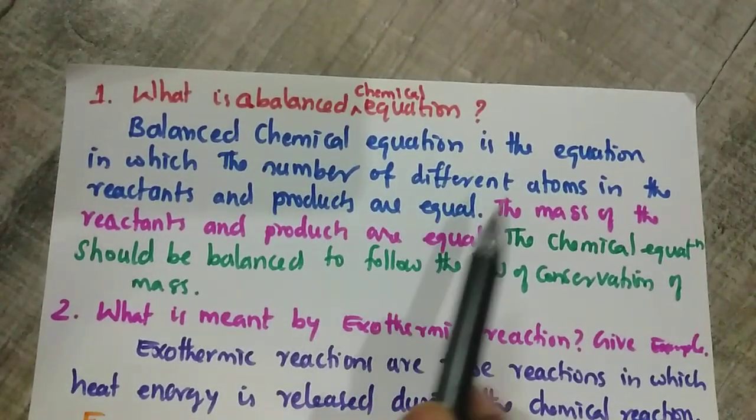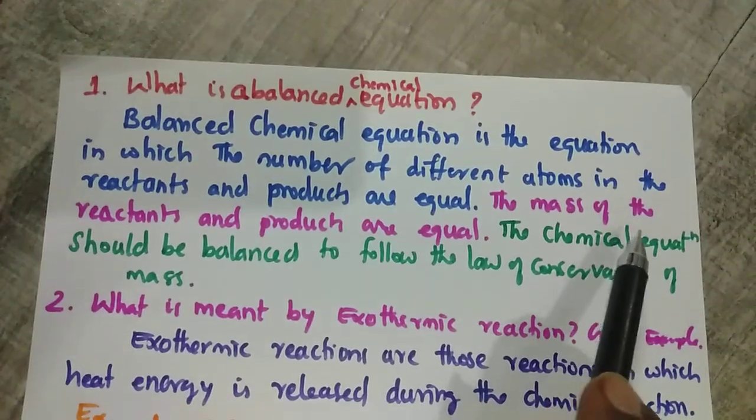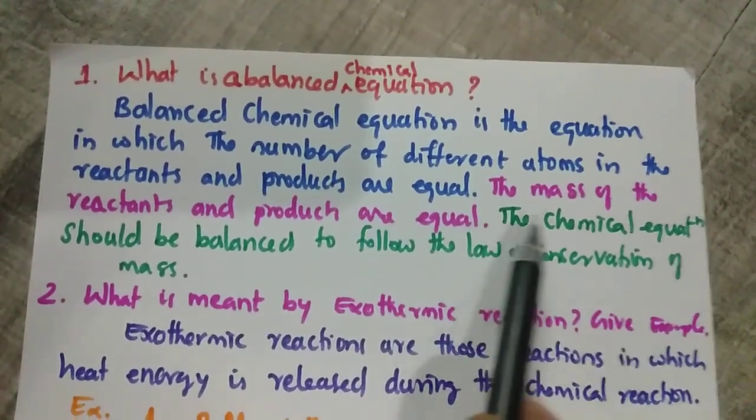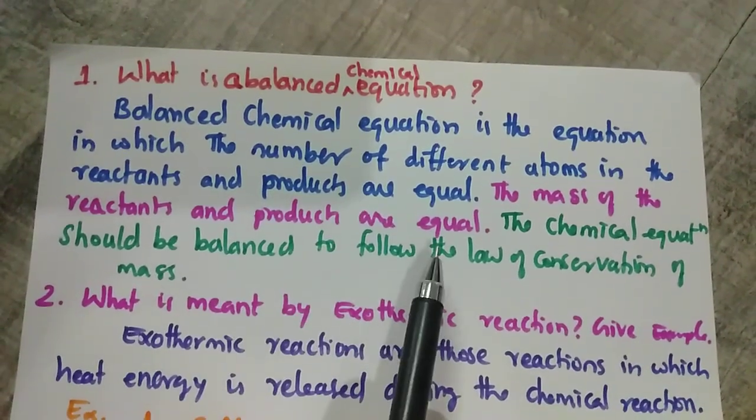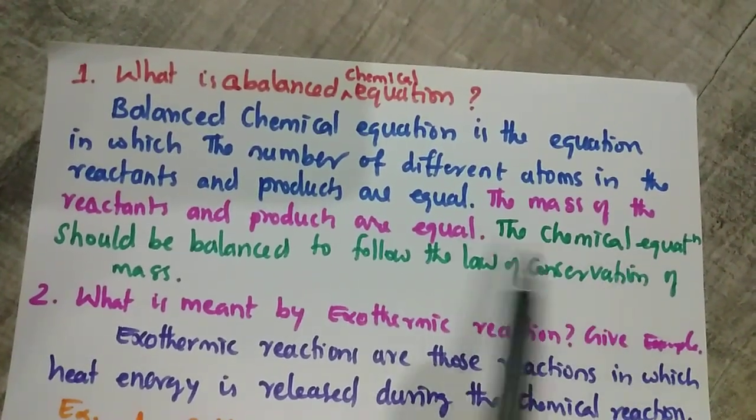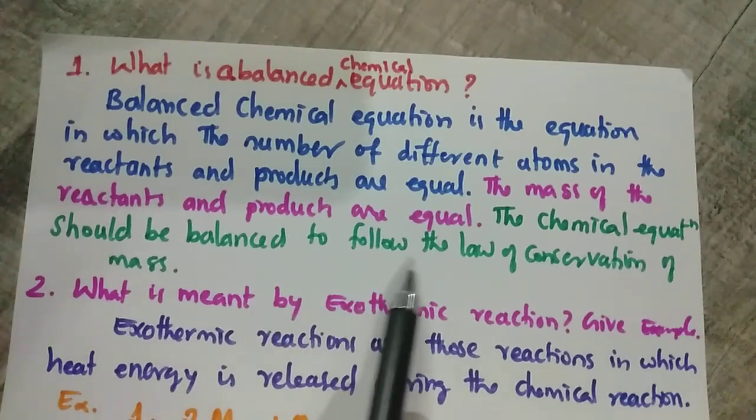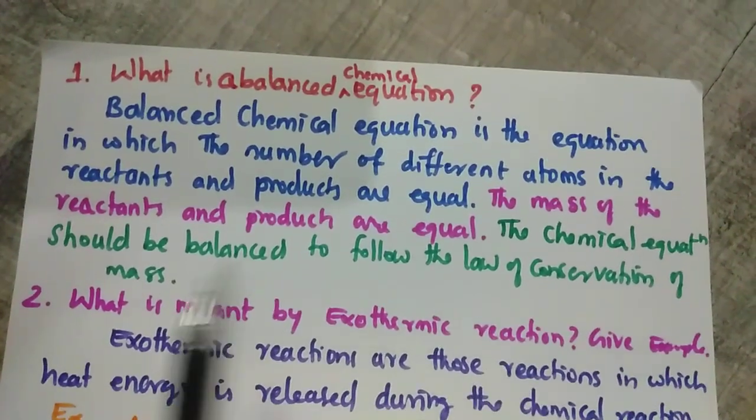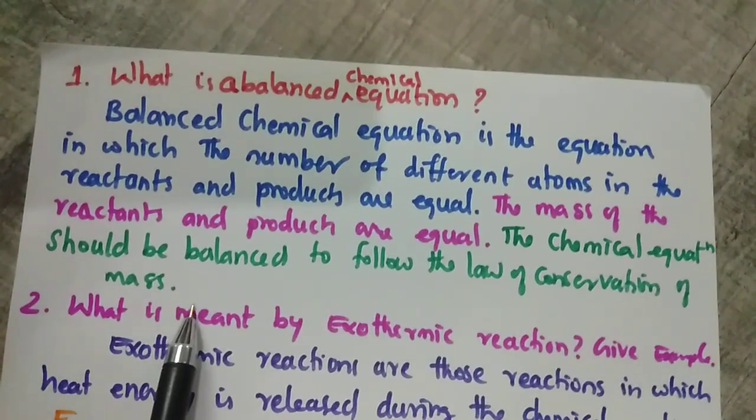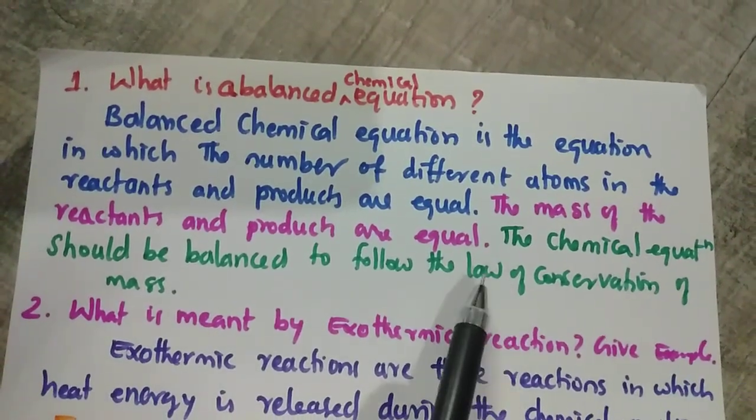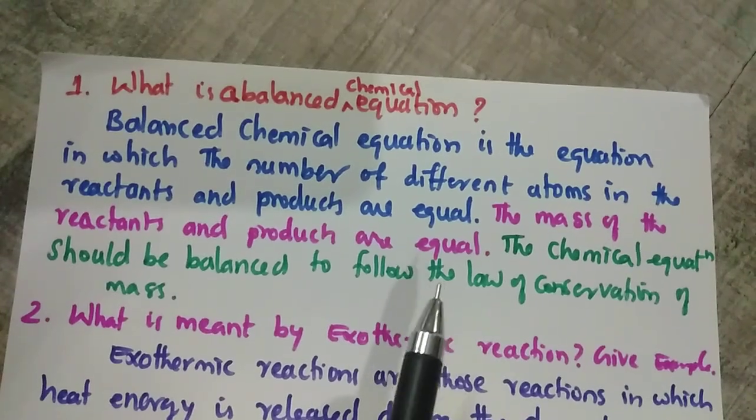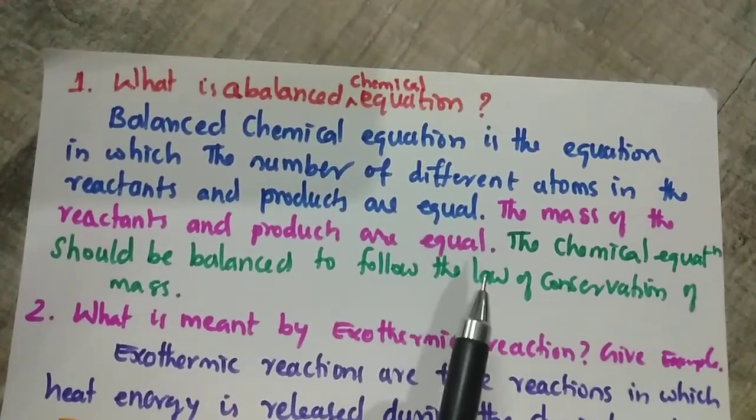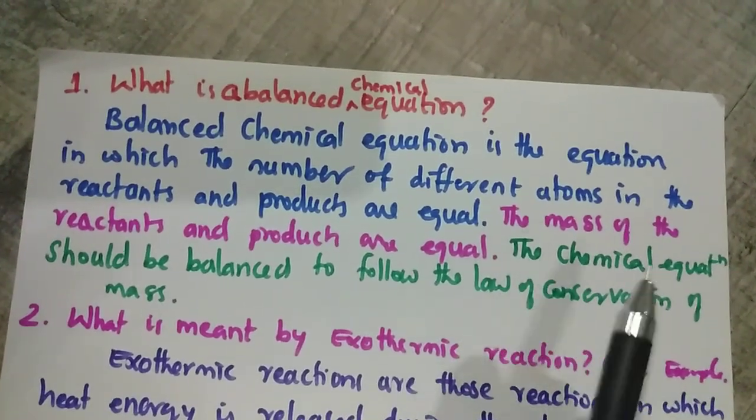Second property is that the mass of the reactants and products are equal. This is also important. The mass of the products and the reactants should be equal. And third one is the chemical equation should be balanced to follow the law of conservation of mass. So we have learned in an earlier class the law of conservation of mass. So these are the three properties a balanced chemical equation should have. If these three properties hold good, then we can say it's a balanced chemical equation.